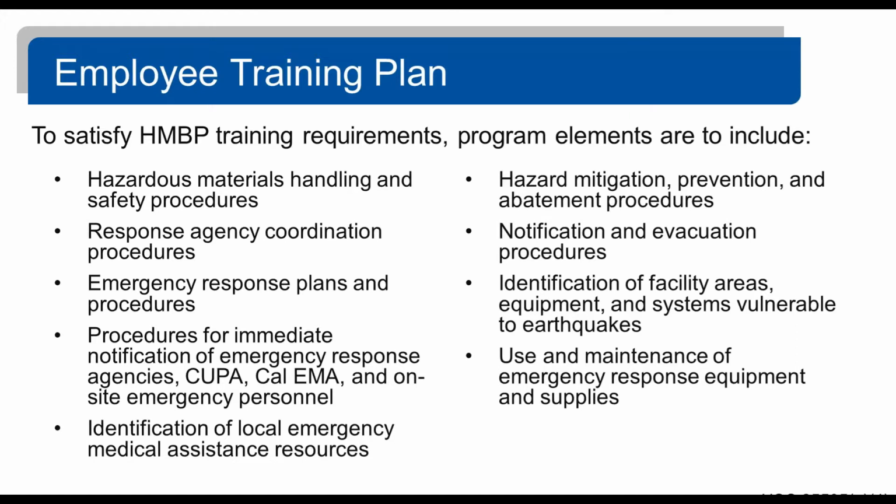So the different elements of a HMBP training: the hazardous material handling, response agency coordination procedures, emergency response plans, the procedures for immediate notification for emergency response agencies for the CUPA and Cal OES. This was taken from one of Cal OES's old documents. They used to be Cal EMA. That should say Cal OES, as well as on-site emergency personnel, identification of local emergency medical assistance and the resources.